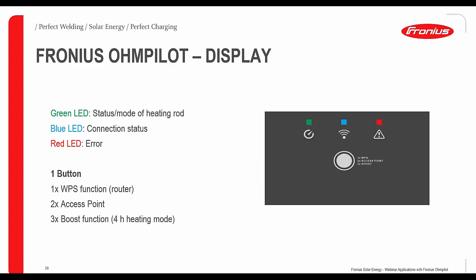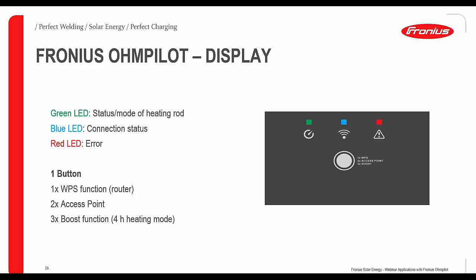Okay, when we have a look at the display, when the Ohmpilot is closed, we have these 3 LEDs I mentioned earlier. The green LED is for the status, for the mode of the heating rod. The faster it blinks, the more power is running over the Ohmpilot. With the blue LED, we can see the connection status, so whether the Wi-Fi connection is set up or not. And of course, with the red LED, there is an error, which we can then see in the web interface.